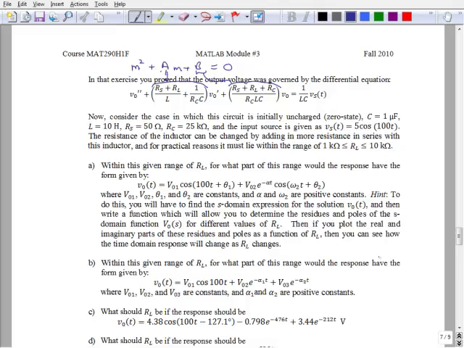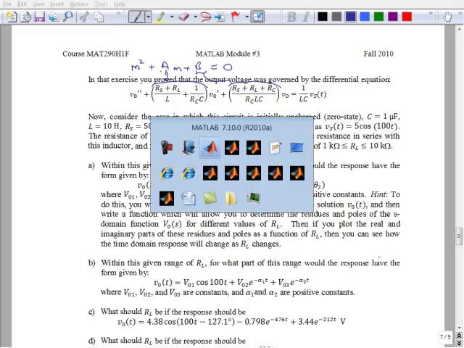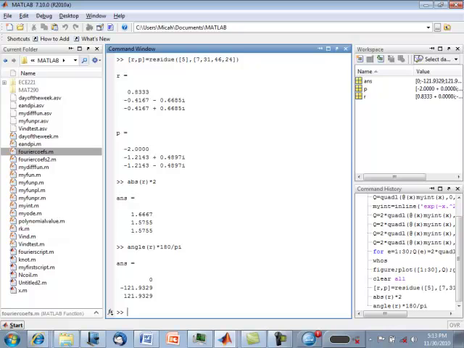So your A and B would enter into the vector for the denominator, and of course you'd have a vector for the numerator as well, and then you can calculate your R and P for this given range. So if you do that, you should find something that looks like this, where you have the real part of the poles.